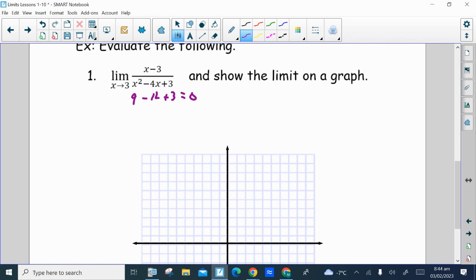Okay? So we have to do something to this function so that we could find out what the limit is. And let's try and factor it. So we have the limit as x approaches 3 of x minus 3 over, so the denominator would factor to x minus 3, x minus 1. And the x minus 3's would cancel. So we would have the limit as x approaches 3 of 1 over x minus 1.